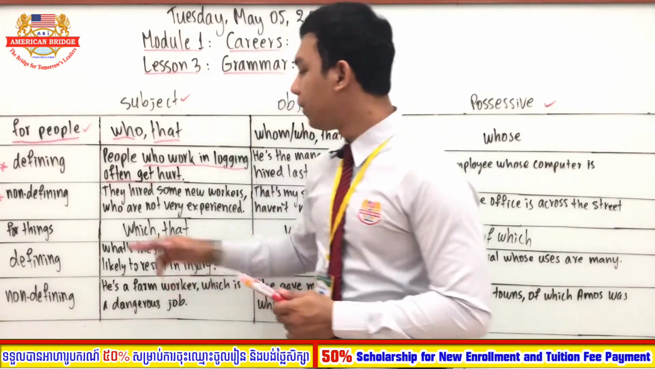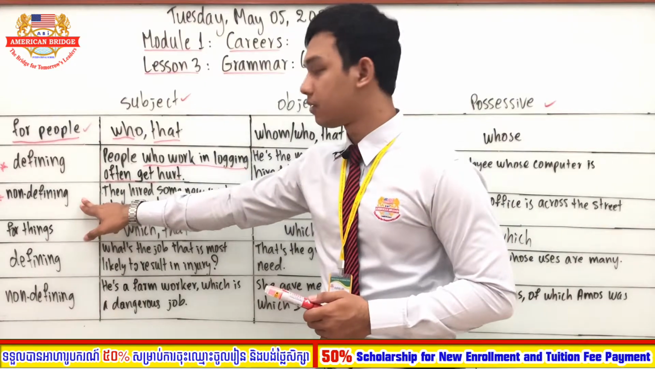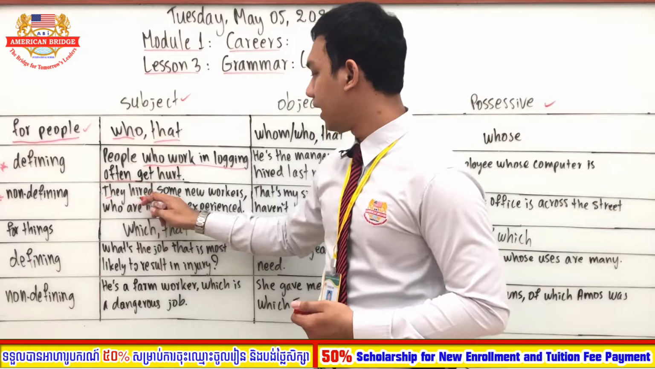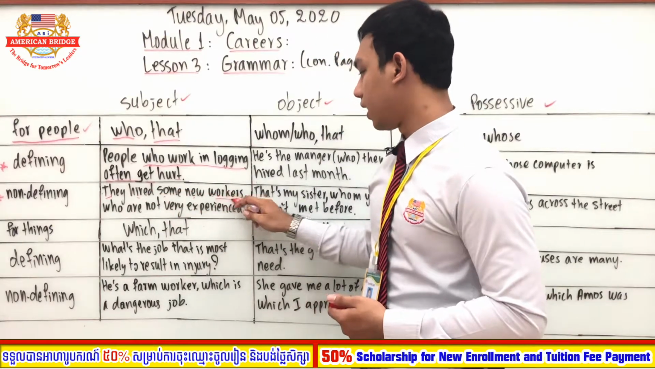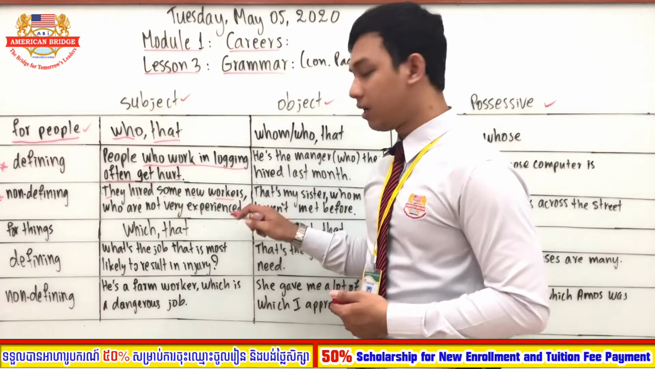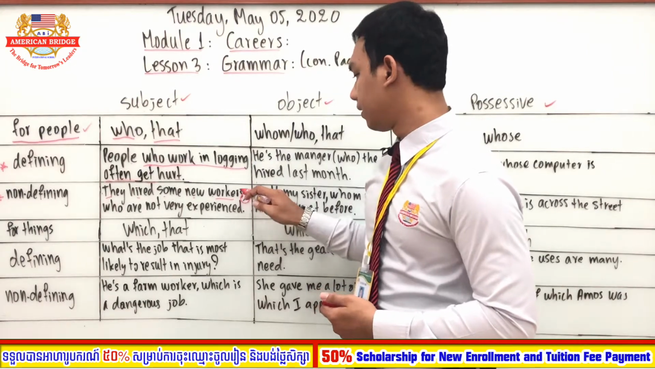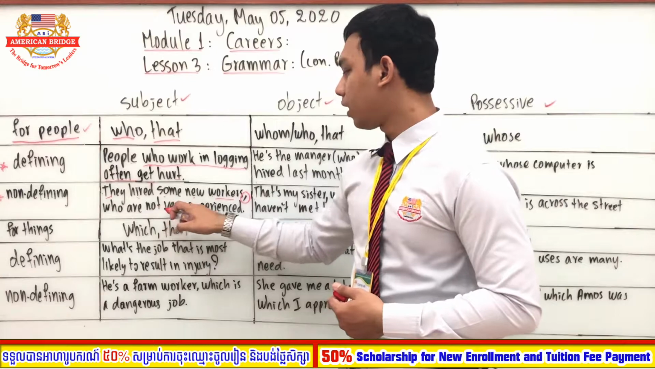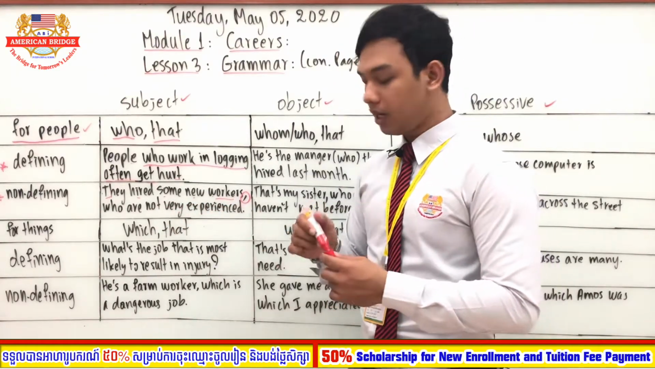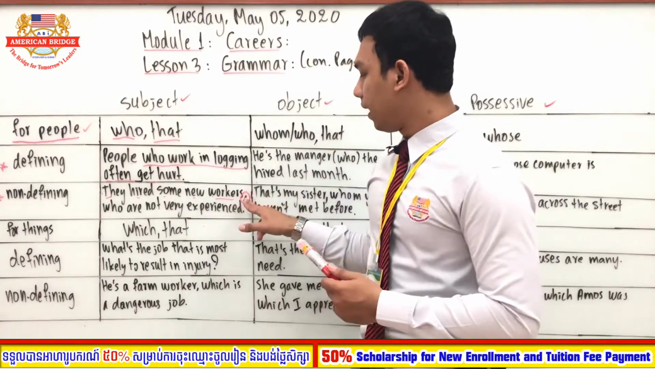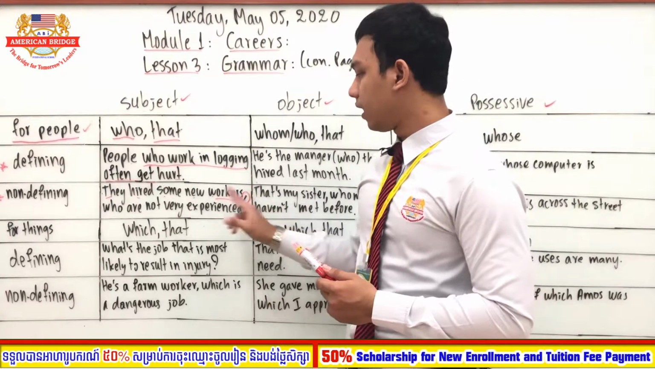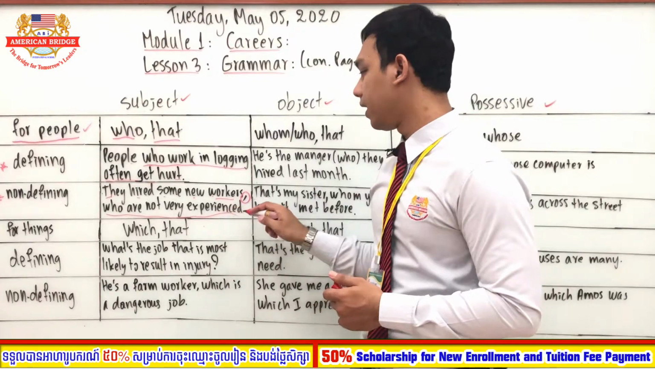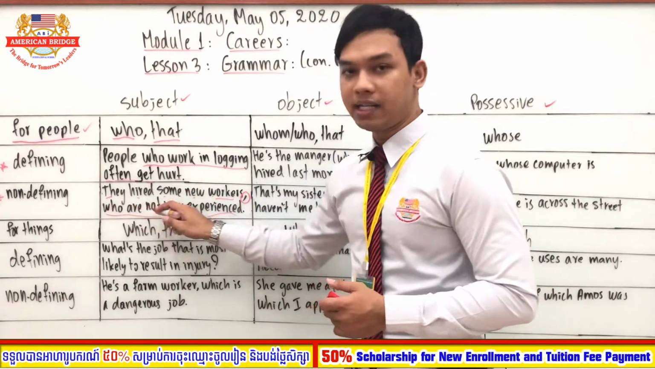And look at the non-defining relative clause. We say they hire some new workers, okay? And then there's a comma here, who are not very experienced, okay? So when the comma is here, and then we say who are not very experienced, this is the non-defining relative clause.